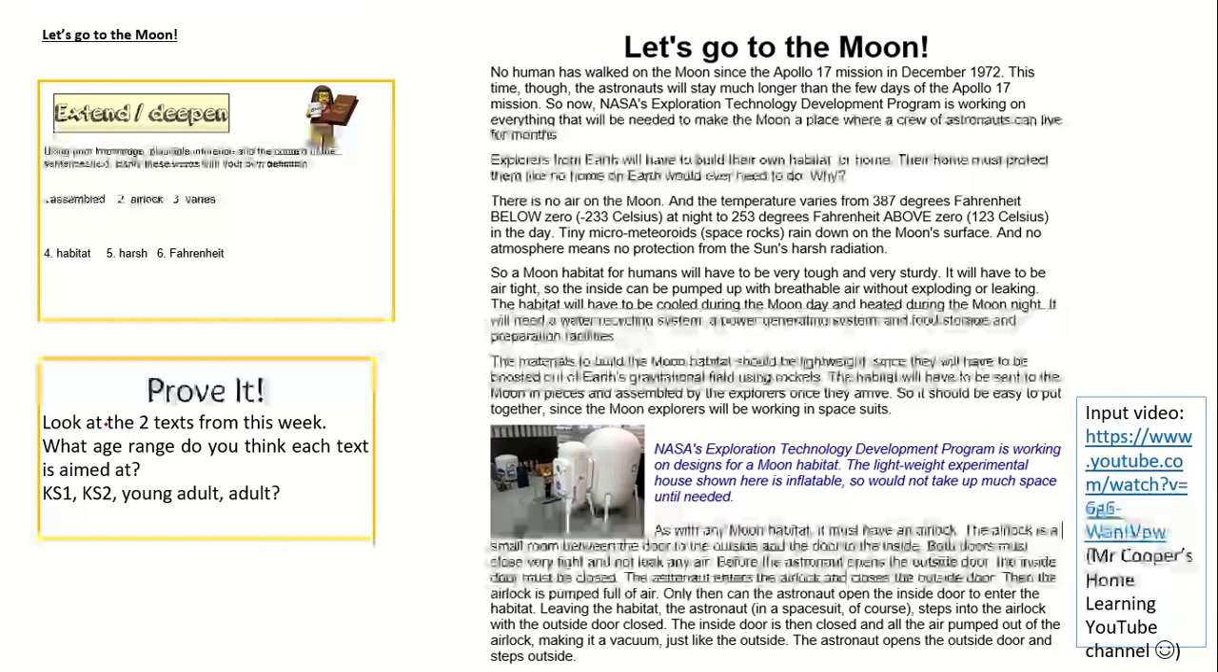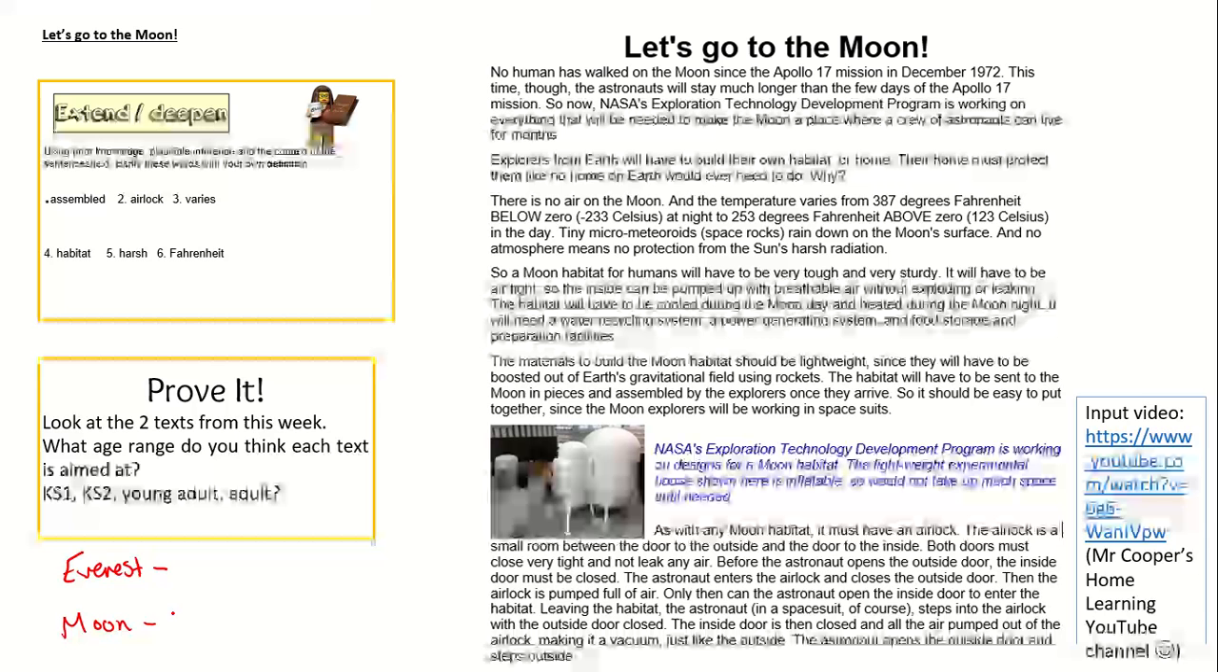To prove it, looking at the two texts from this week, what age range do you think each text is aimed at? So the one about Everest, and the one about the moon, which I'm just going to put here. Reading this one, I think there's less unknown vocabulary. It's nice and clear. I'm going to say that this text for the moon is probably aimed at your Key Stage 2, maybe Year 4s, Year 5s potentially.